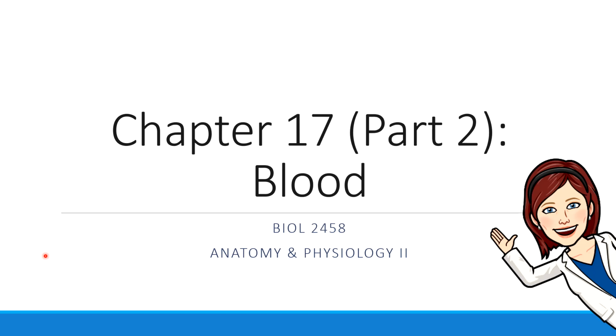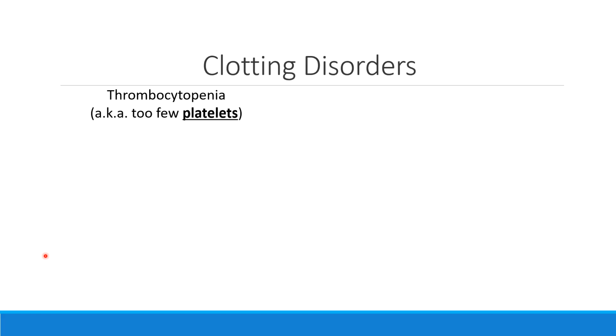In this short video, we're going to talk about two important disorders of the process of blood clotting. The first disorder we're going to talk about is something called thrombocytopenia. And remember from a previous video, we said that thrombo refers to platelets. So thrombocytopenia means I don't have enough platelets in my bloodstream.